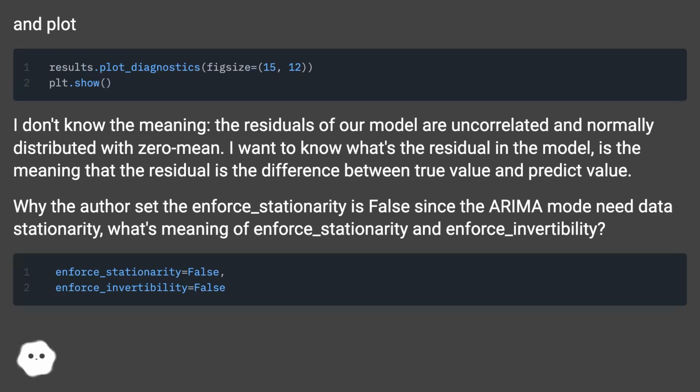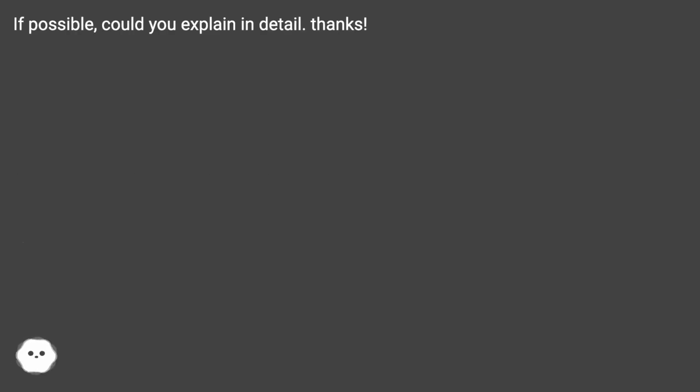Why did the author set enforce_stationarity to false, since the ARIMA model needs data stationarity? What is the meaning of enforce_stationarity and enforce_invertibility? If possible, could you explain in detail? Thanks.